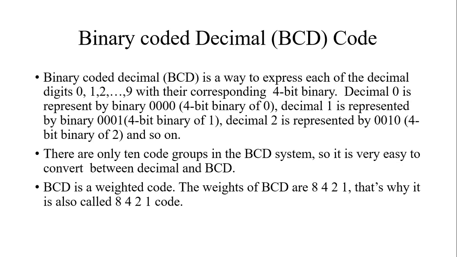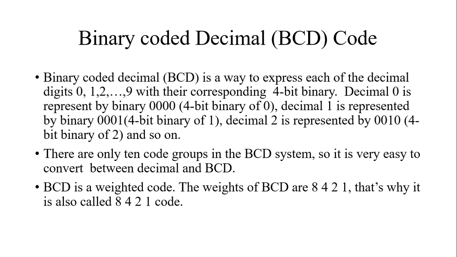Binary coded decimal is a way to express each of the decimal digits 0, 1, 2, 3, 4, 5, 6, 7, 8, 9. These are all decimal digits. So BCD represents the decimal digit through its corresponding 4-bit binary. It means 0 is represented by the 4-bit binary of 0, 1 is represented by the 4-bit binary of 1, 2 is represented in BCD by the 4-bit binary of 2, and 9 is represented by the 4-bit binary of 9. So BCD is straightforward.